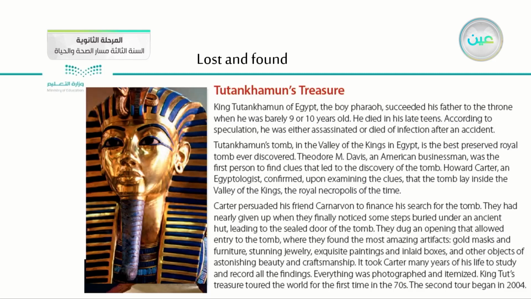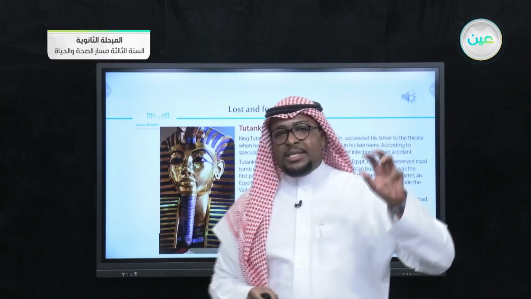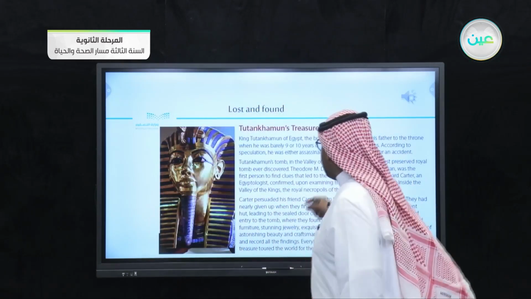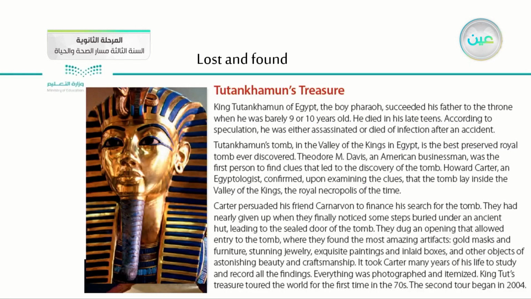In this part, we'll discuss Tutankhamun's tomb in the Valley of the Kings. We have a place called the Valley of the Kings in Egypt, and it has the best preserved royal tomb ever discovered. Theodore M. Davis, an American businessman, was the first one who tried to discover that area. And of course, he found some clues that led to the discovery of the tomb.